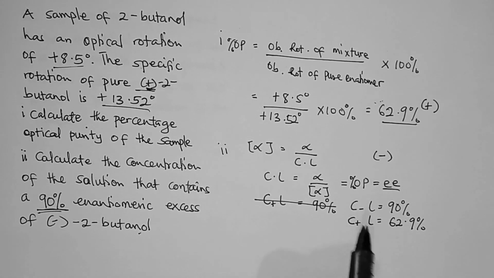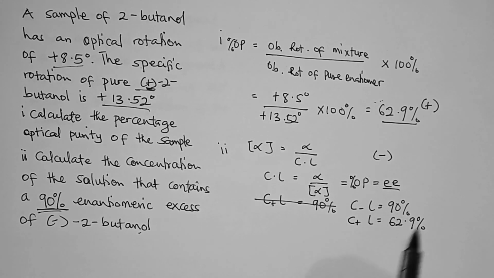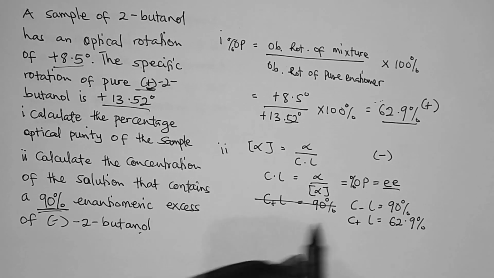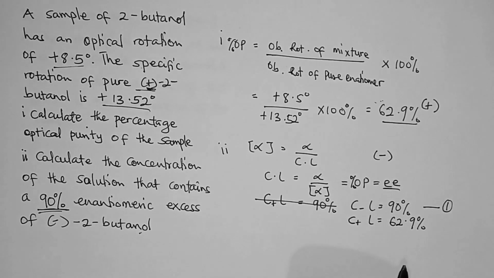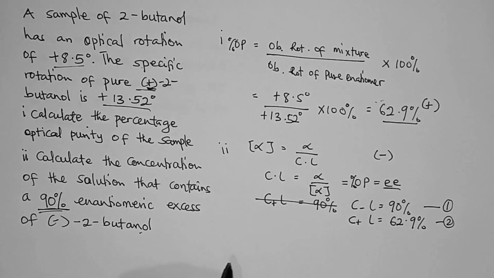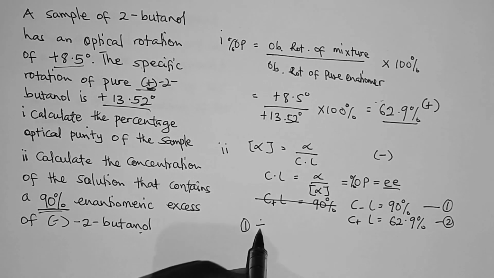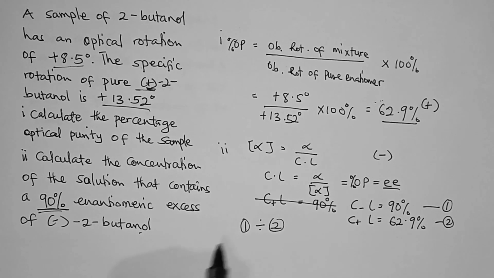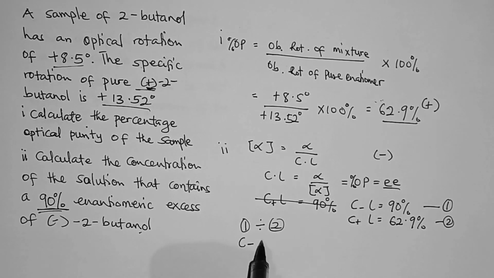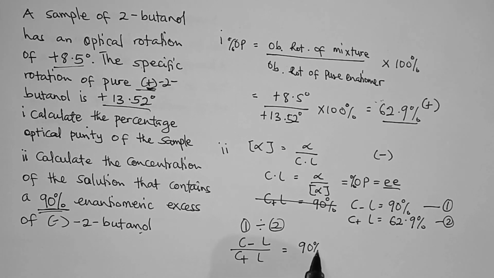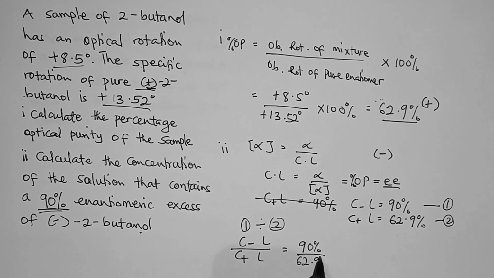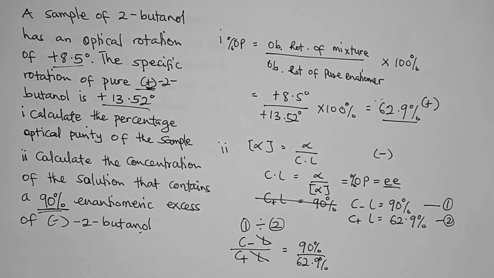But now, you see that the path length of both enantiomers are equal. So since they are equal, then we can divide. So let's assume this is equation 1 and then this is equation 2. So equation 1 divided by equation 2, which is going to give us C minus times the path length divided by C plus times the path length is equal to 90% divided by 62.9%. So the path length can cancel out.